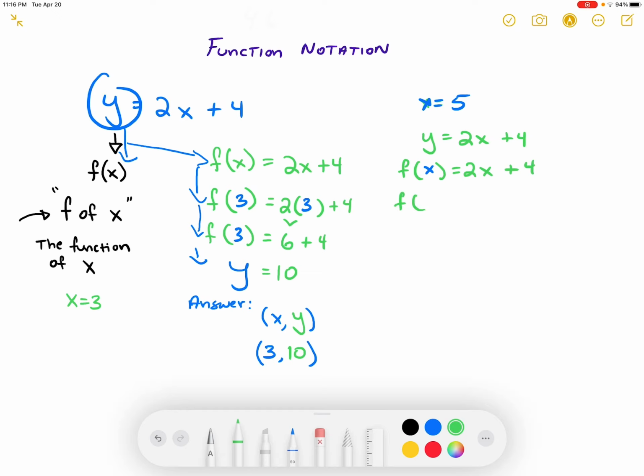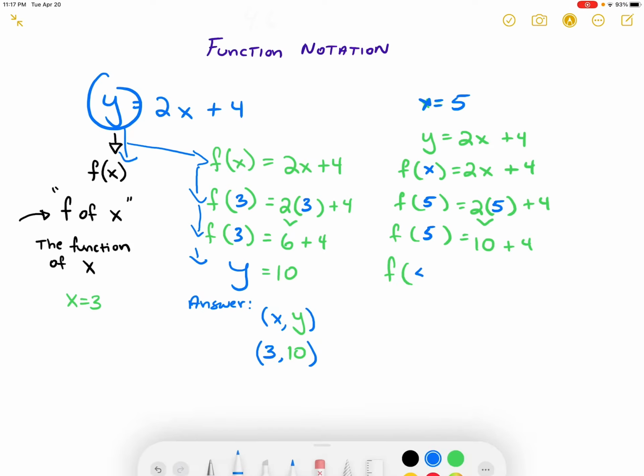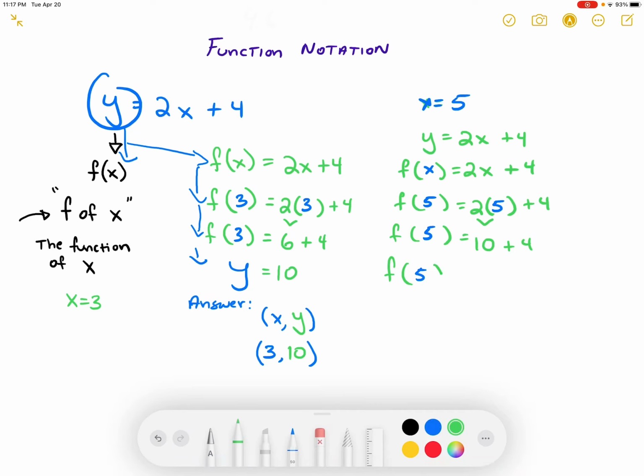It's going to be f of, what's x now? It's 5. We replace the x with what we said it was, which is 5, plus 4. And so my answer, if I solve this problem out, I'm going to rewrite f of 5. 2 times 5 is 10. 10 plus 4, and you can probably guess what it's going to be. F of 5 is 10 plus 4 is 14.